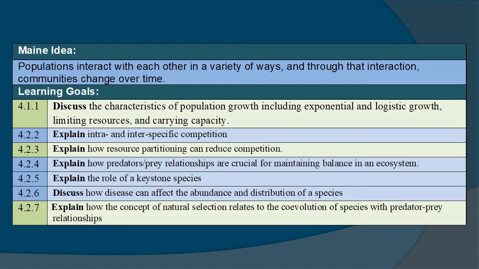So the main idea in this note set is that populations interact with each other in a variety of ways, and through that interaction, communities change over time.